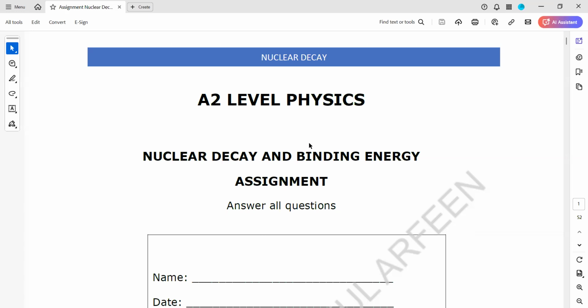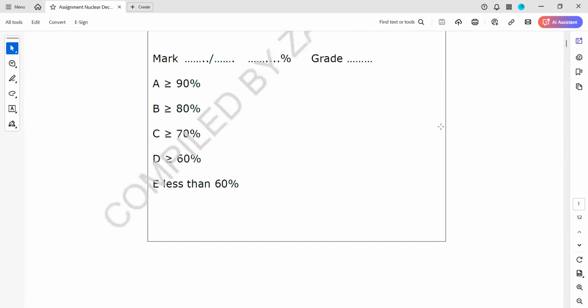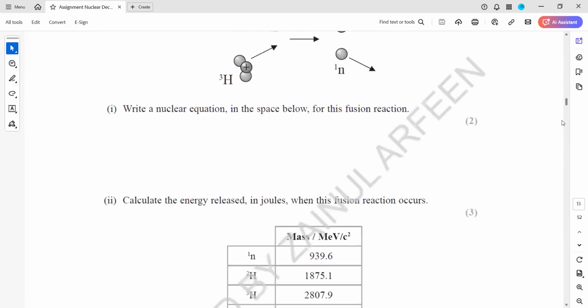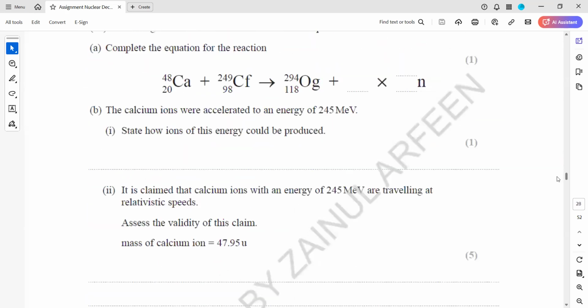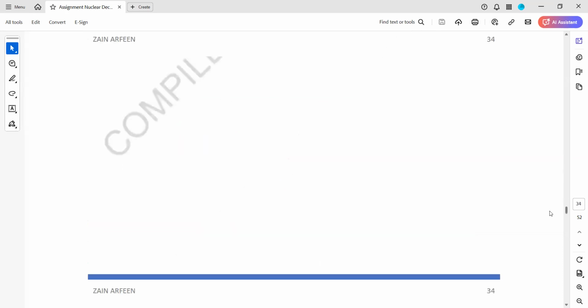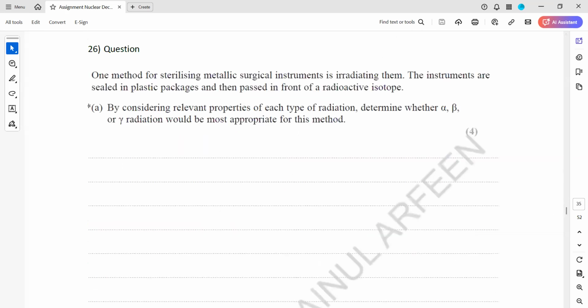This exercise is related to nuclear decay and the binding energy. We'll start with question 25. Question 26 we'll start with.